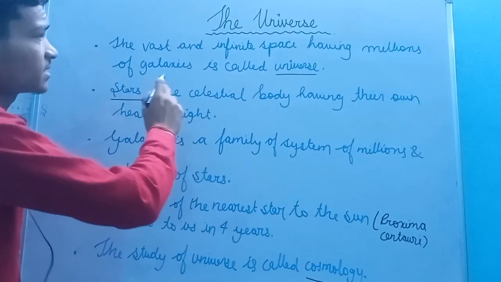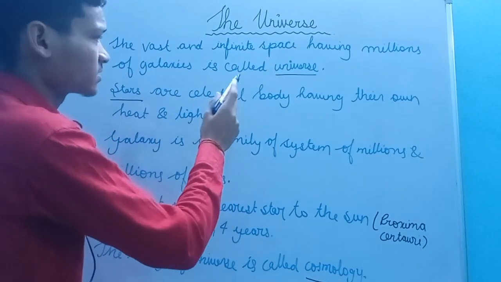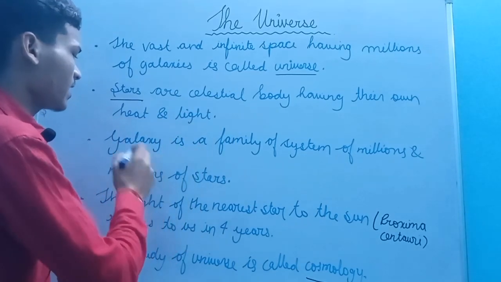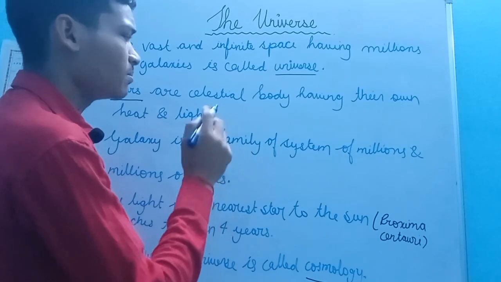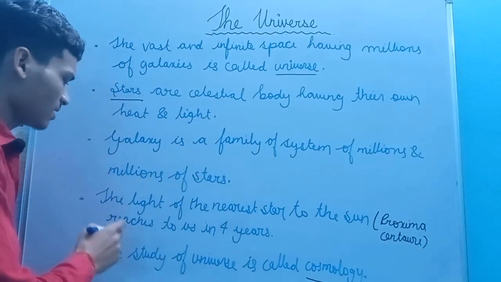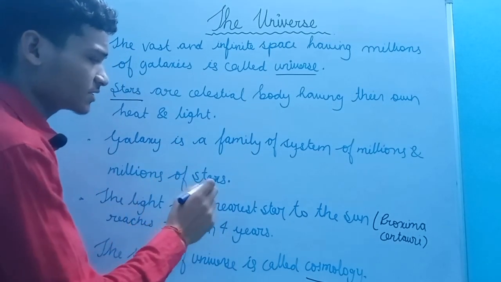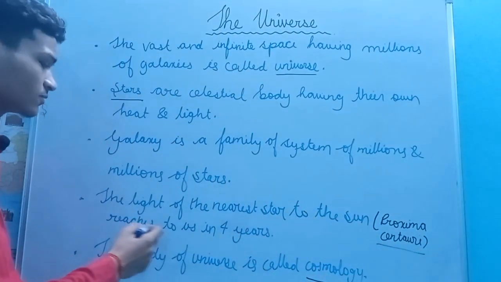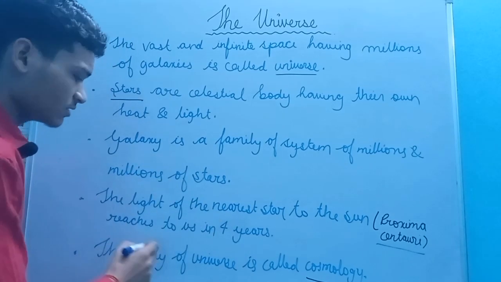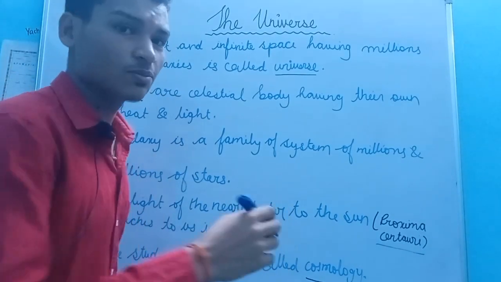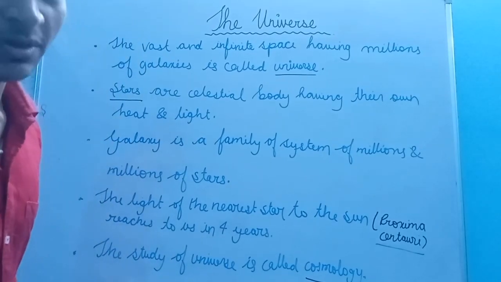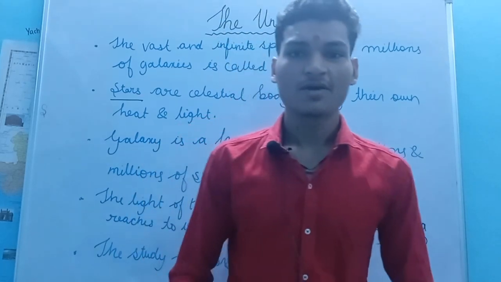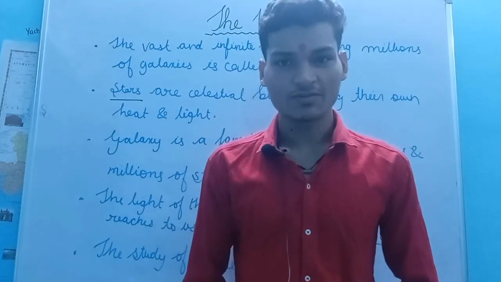The first one is: the vast and infinite space having billions of galaxies is called the universe. Stars are celestial bodies having their own heat and light, and a galaxy is a family or system of millions and millions of stars. The fourth one is: the light of the nearest star to the sun, which is Proxima Centauri, note down this name, reaches us in 4 years. The study of the universe is called cosmology. So please note it down. I'm giving you 2 seconds, just take a screenshot of it. After that we will discuss the origin of the universe.